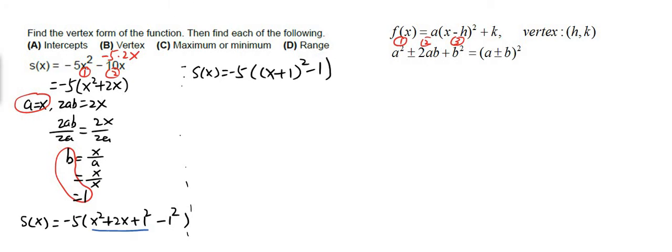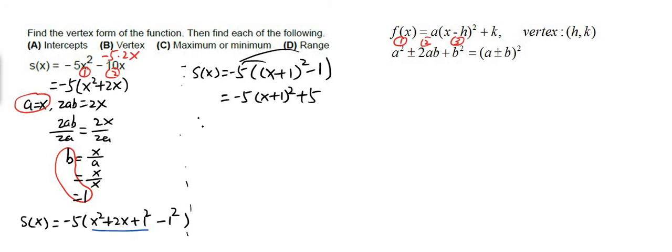Now we can do the distribution. We have negative 5 times (x plus 1) squared. Negative 5 times negative 1 is positive 5. Okay, we found the vertex form.